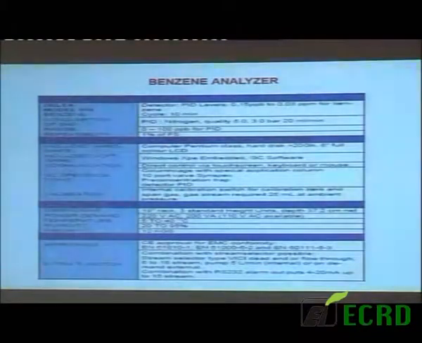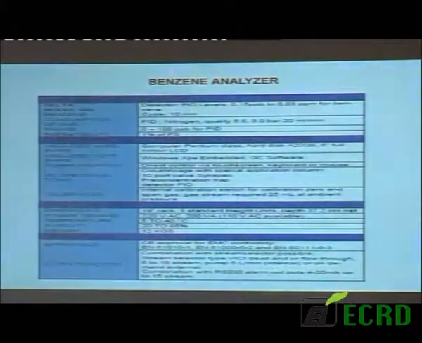This is the schematic diagram. This is also GC based, and they have automatic sampling pump inside that, and then it automatically traps the sample and then forwards it to the column and then to the detector, PID detector they use, which is very good for the aromatic compounds. And this is the specs of the benzene analyzer. If you are interested, these are given in the notes.